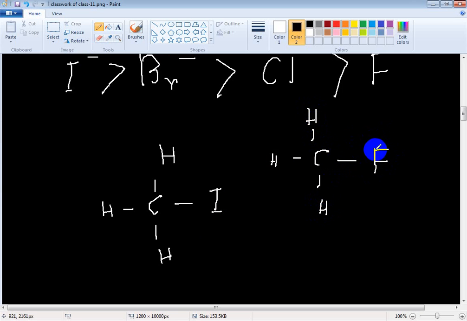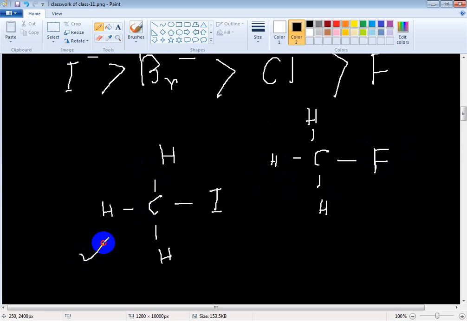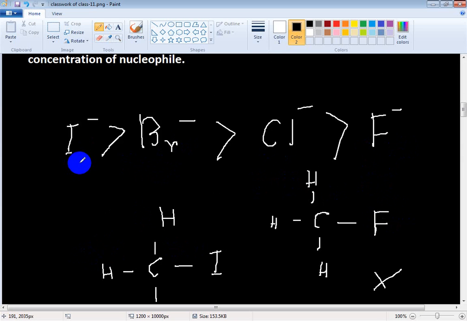Fluoride is not easily removed because it is not a good leaving group. Iodide is the best leaving group, then bromide, then chloride, then fluoride. So this gives the SN2 reaction, but fluoride does not, because it remains inert. Why? Iodine is a big atom. It doesn't bond properly, so the bond breaks and it is removed easily. So it is the best leaving group among halogens.